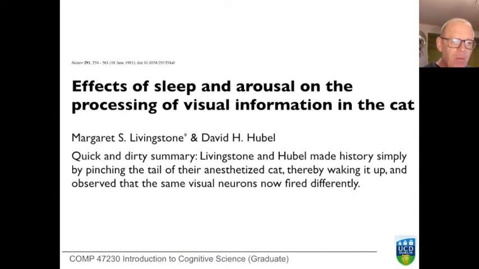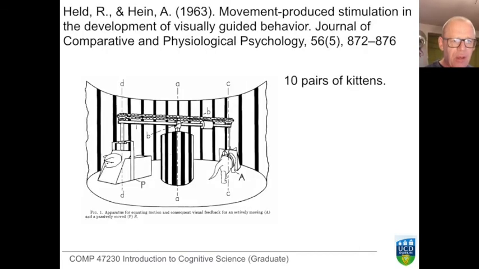And against that, we should pit an older study from the 1960s, which gives an awful lot of things to think about. This is the famous Held and Hein study. Movement-produced stimulation in the development of visually guided behavior. This was a very elaborate study in which 10 pairs of kittens were raised for, I forget how long, several months, in a very constrained environment.